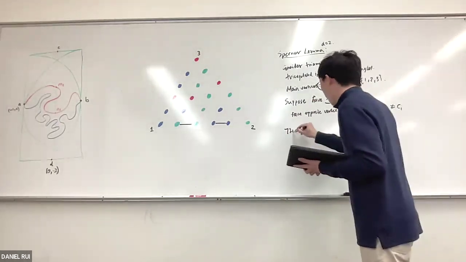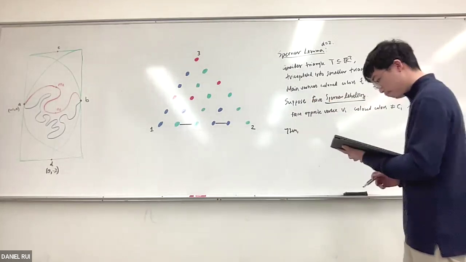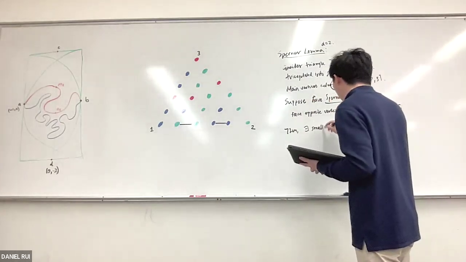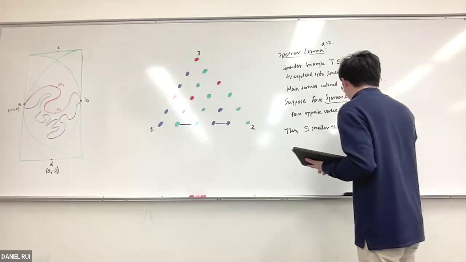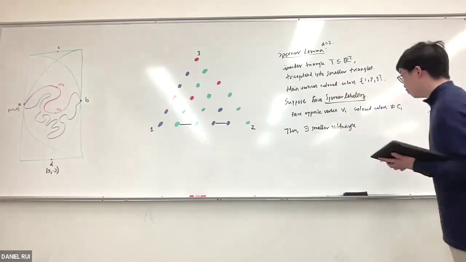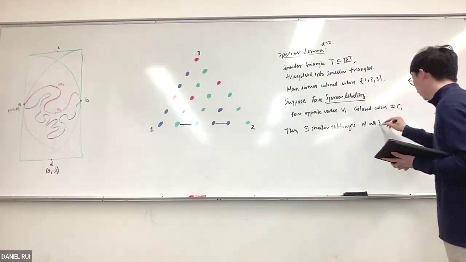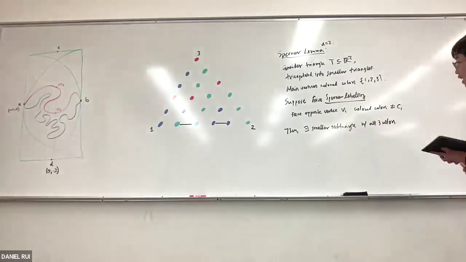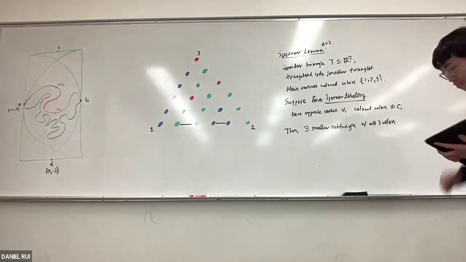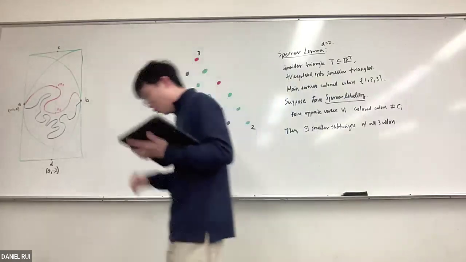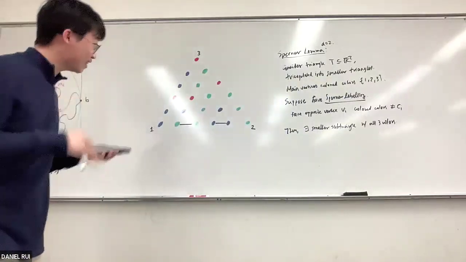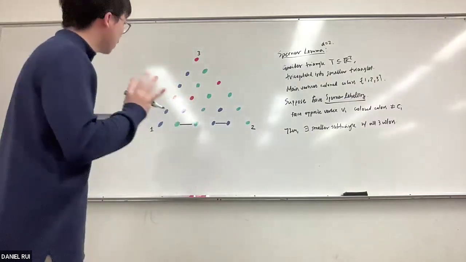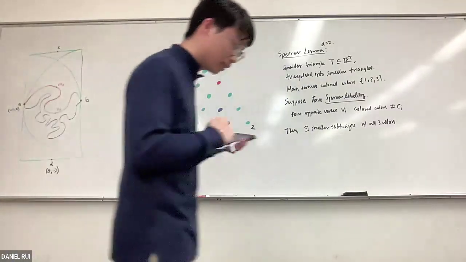Then there exists a smaller subtriangle with all 3 colors as the vertices. Okay. We will begin to see later that this actually has a topological depth. But as of right now, it's just a combinatorial theorem about colorings of triangles in the plane.